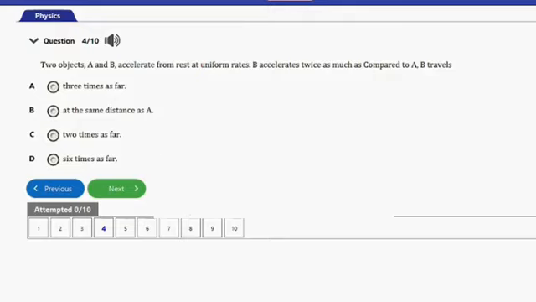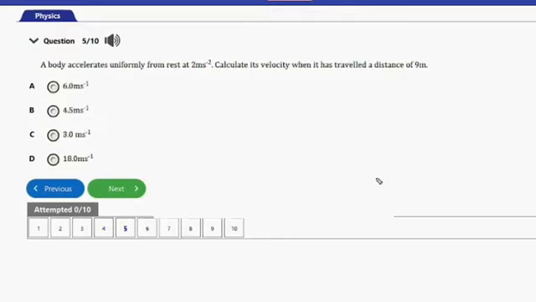Let's go ahead and consider the next question, guys. So guys, the next question we have here is question number 5. It says, a body accelerates uniformly from rest at 2 meters per second squared. Calculate its velocity when it has traveled the distance of 9 meters. Alright, so guys, in order for us to answer this question, we'll use the equation v squared is equal to u squared plus 2as, where u squared is the initial velocity squared, and actually the initial velocity is 0, so 0 squared is still 0. In that case, v squared is equal to 2as.